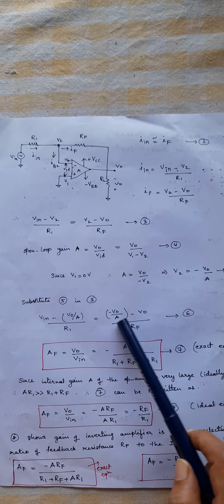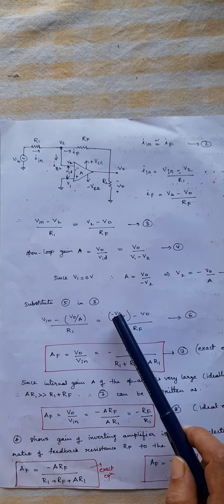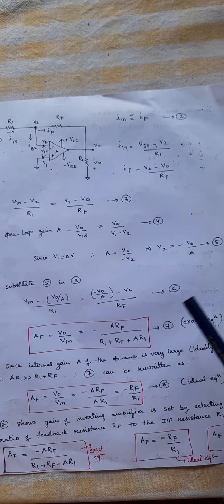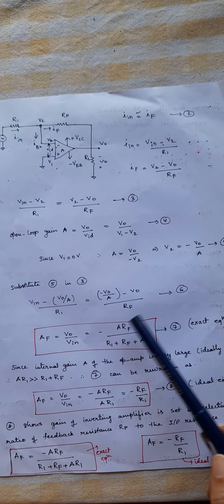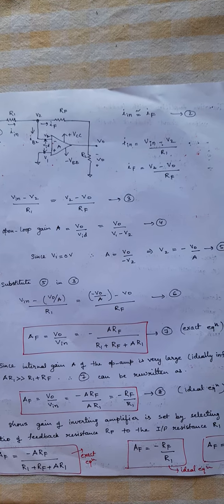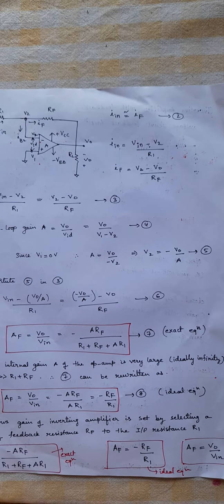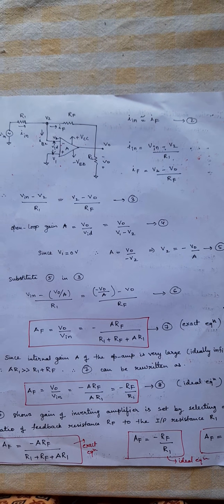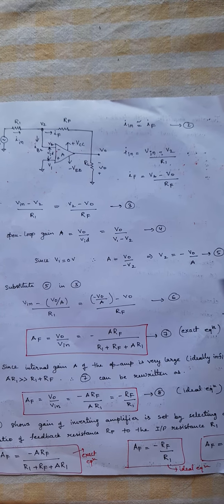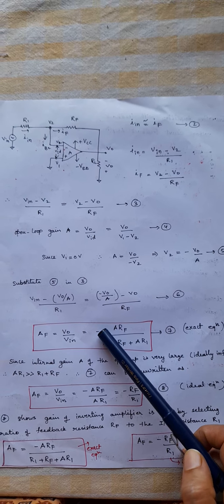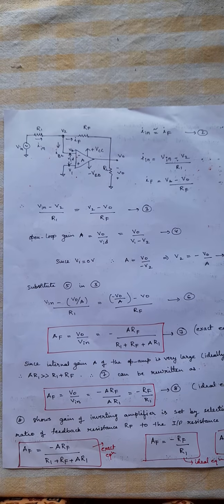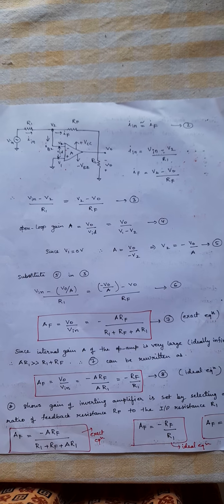And rearranging the terms of equation 6, we can get what? AF, the closed loop gain. What is AF? V0 by Vin, which is coming as minus ARF by R1 plus RF plus AR1. What is A here? A is the large gain of the operational amplifier. What is the minus sign indicating here? That it's an inverting mode, that is, input is applied at the minus terminal of the op-amp.